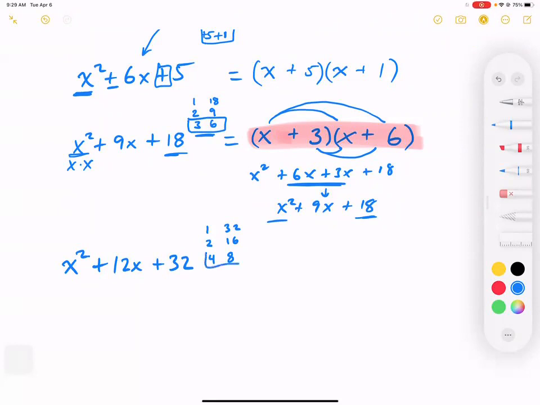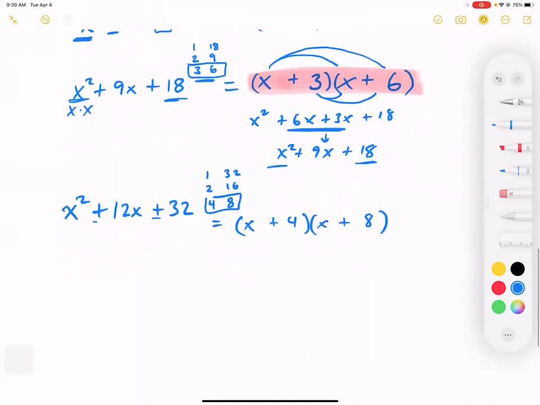Hopefully you see that 4 and 8 add up to become 12. So, sorry, running out of space here. I should have wrote it a little higher. So we know for sure now that 4 and 8 work. X and X, 4 and 8. Plus plus, if it's plus plus, that's a freebie. That's plus plus for us.